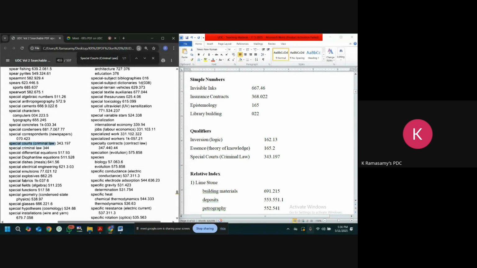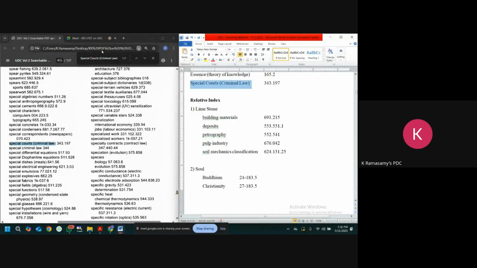Then comes something called the relative index. For example, I am trying for something called limestone. So my intention is to get a number on limestone.